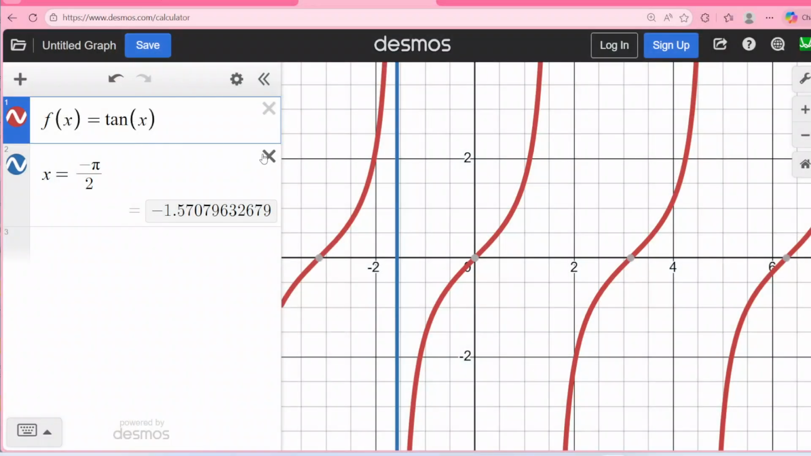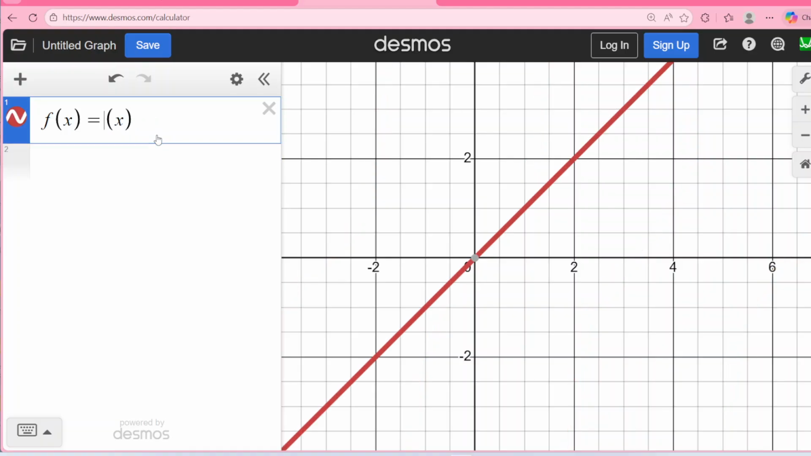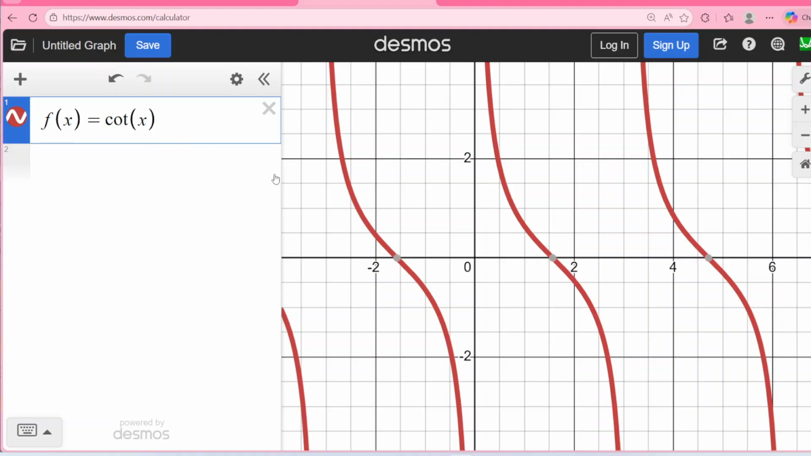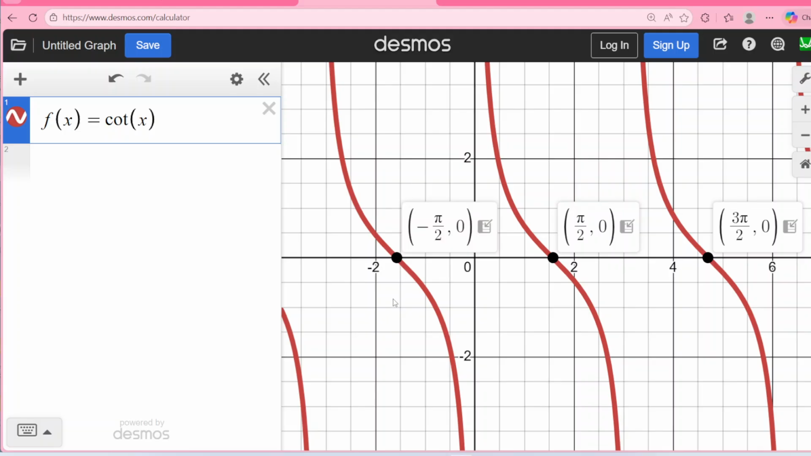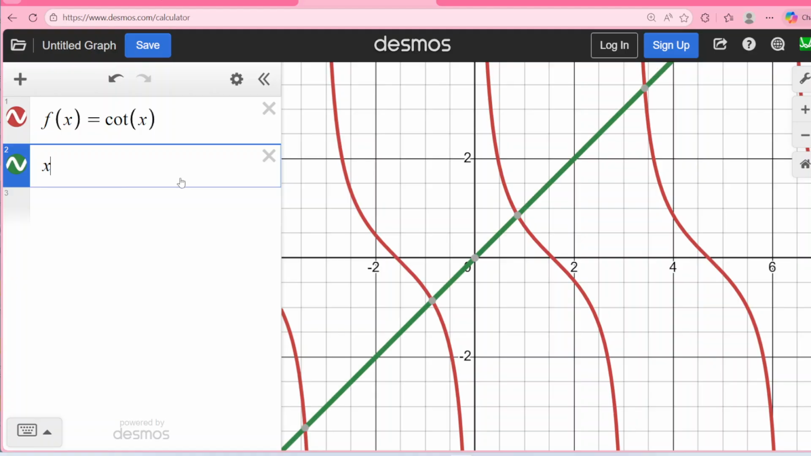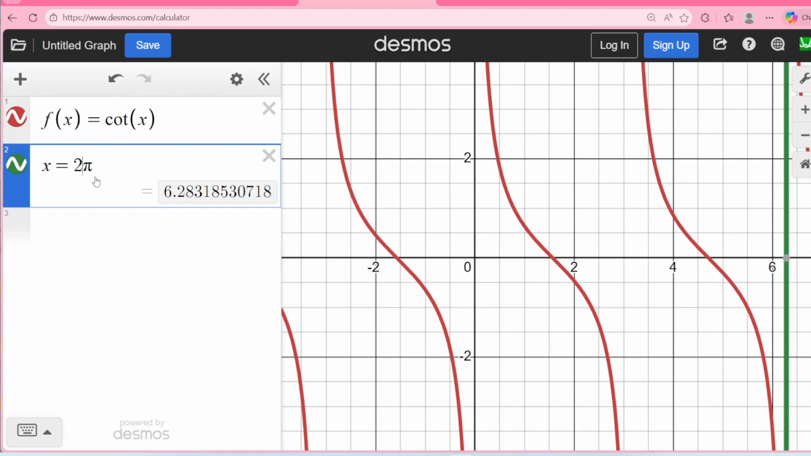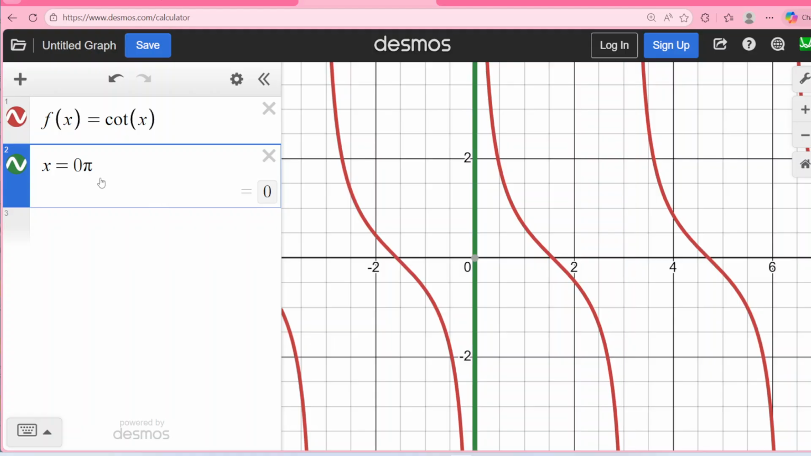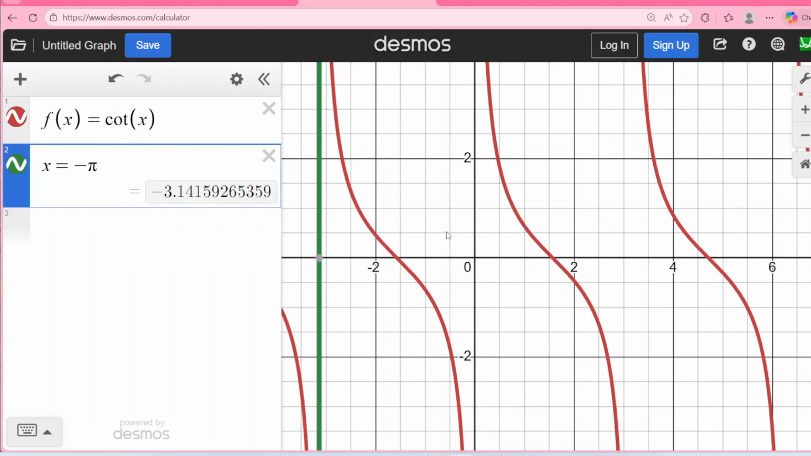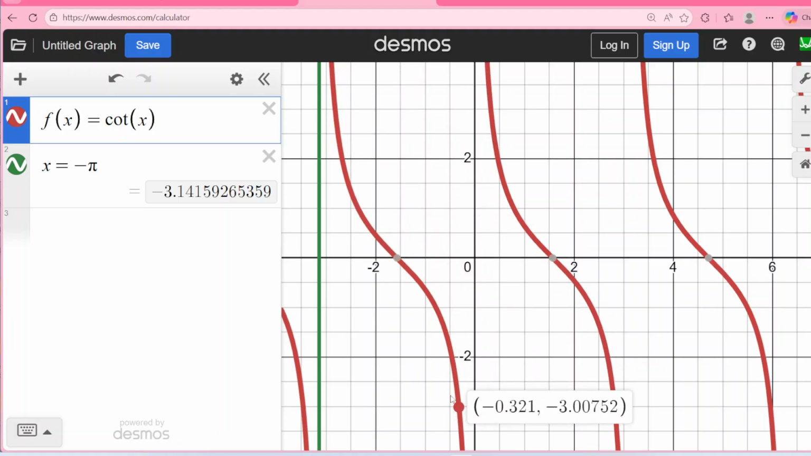So go back here. I'm just going to change this tangent in Desmos to cotangent, COT of x. And now you see the x-intercepts, right? The points where the output is 0 are at the odd multiples of pi over 2. The vertical asymptotes where it's undefined are now at multiples of pi, right? There's that green line, x equals pi, x equals 2 pi, x equals 0, negative pi. Those are where all the asymptotes are. And again, it's going up to infinity or down to negative infinity on either side of these asymptotes, so the range was all real numbers.